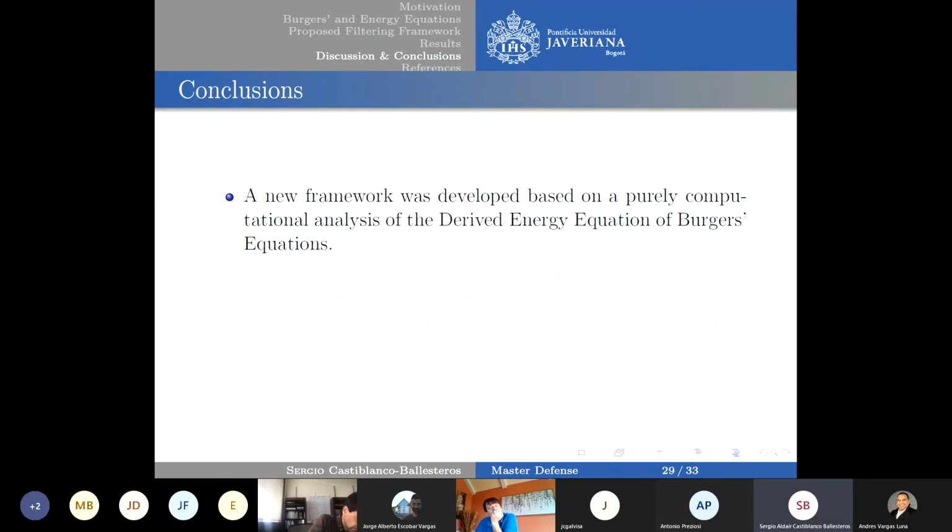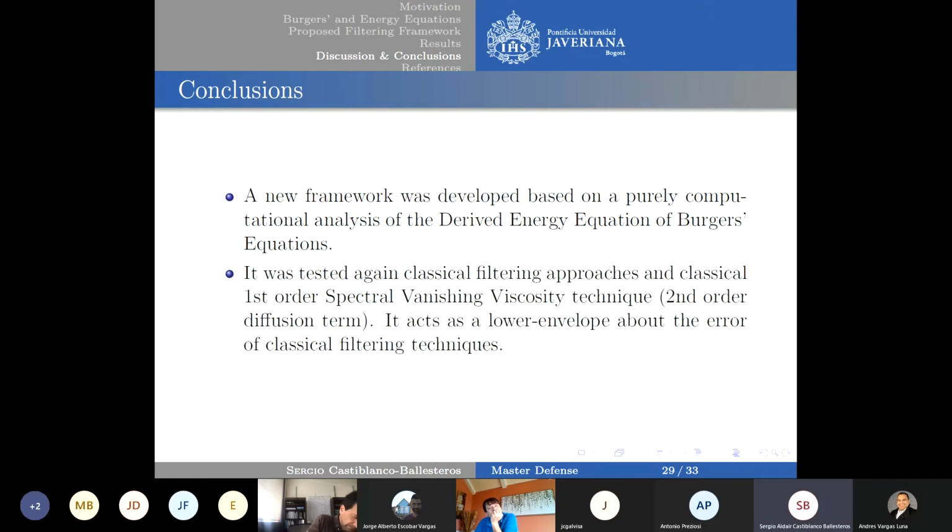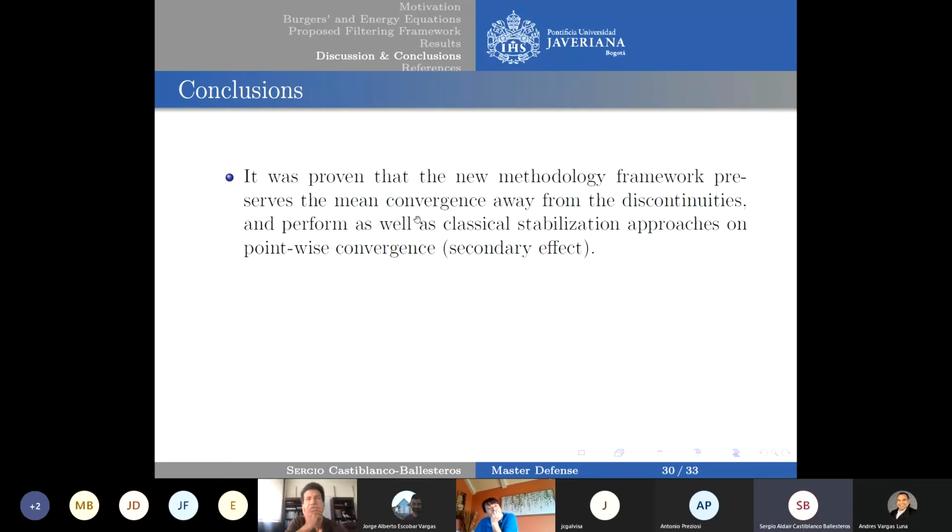And finally, as conclusions, a new framework was developed based on purely computational analysis of the derived energy equation of Burger's equation. It was tested against the classical filtering approach and classical first order spectral vanishing viscosity. It acts as a lower envelope of the error of classical filtering techniques. It was shown that the new methodology framework preserves the mean convergence away from the discontinuities and performs as well as classical stabilization approaches on point-wise convergence as a secondary effect.